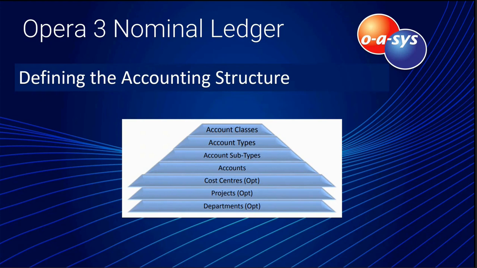Underneath our classes, we have our types, which we'll look at in a moment within our maintenance area. And underneath our types, we have our subtypes. Underneath that, we have our nominal account, so our whole structure, which has been applied by a type and a subtype. And then we've got our cost centers, projects and departments, which are all optional and additional areas that can be used within the system, giving us effectively 7 levels of analysis within our nominal structure.